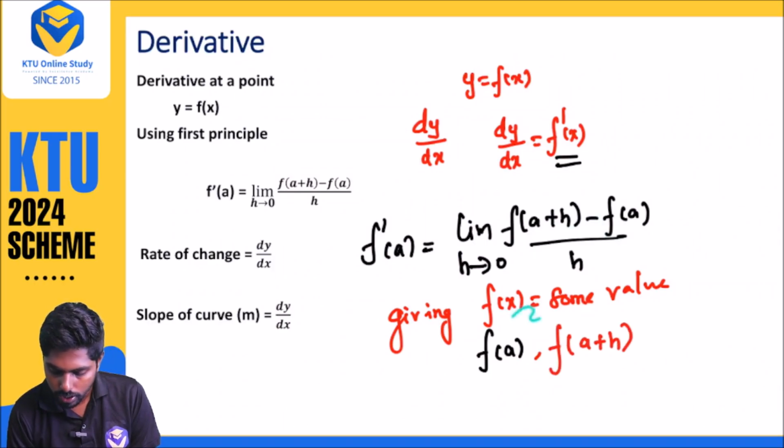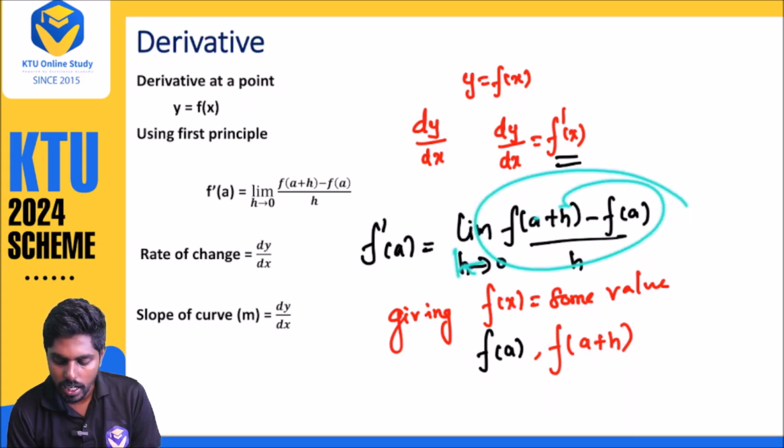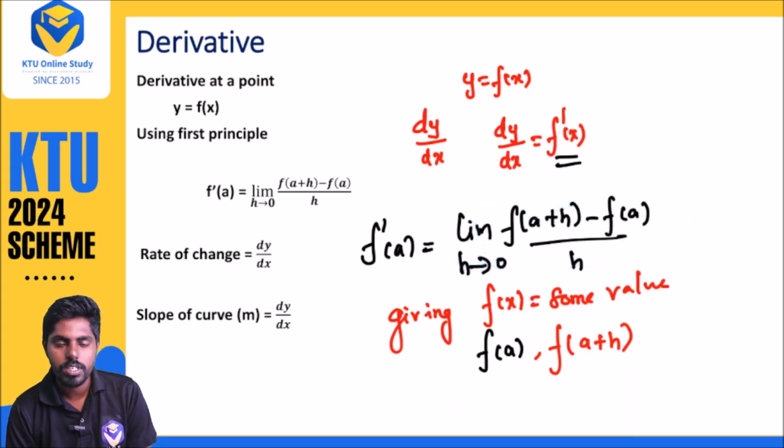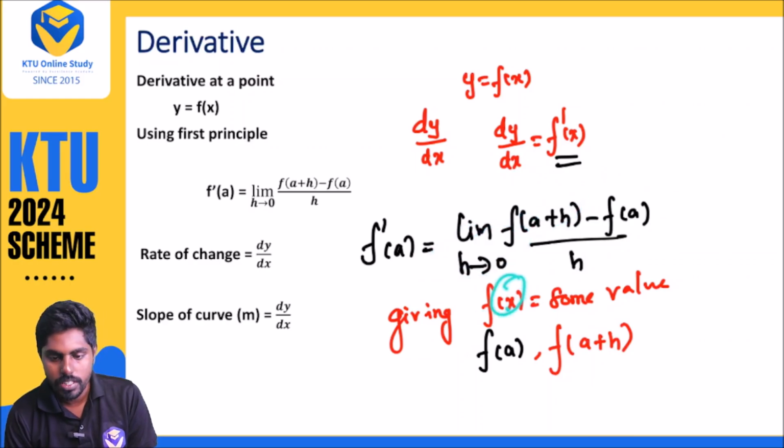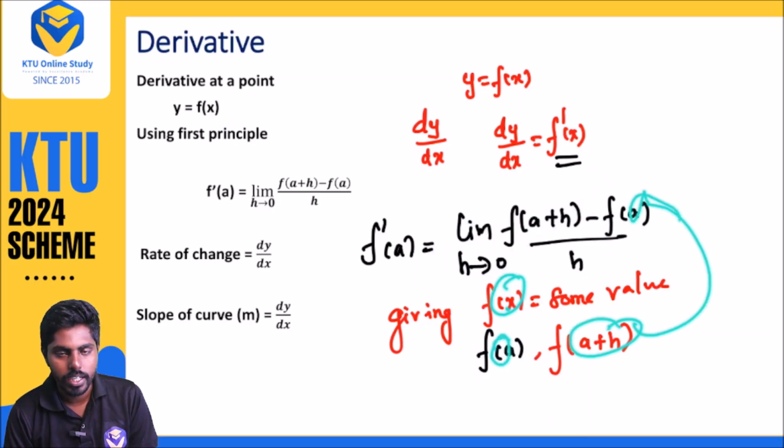Observe here: in place of f of x I am putting f of a, and in place of f of x I am putting a plus h. These are the things you want to replace. Then substitute in the formula, with h approaching 0. This is a very simple sum using first principle. You just replace the terms: they give f of x, in place of x you replace a and a plus h, then substitute in the formula.